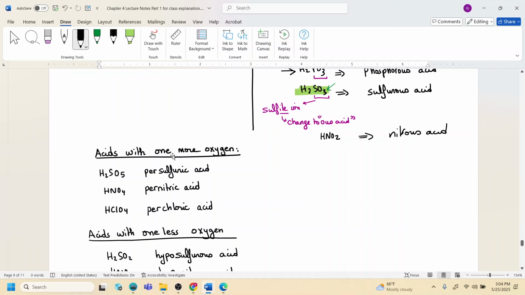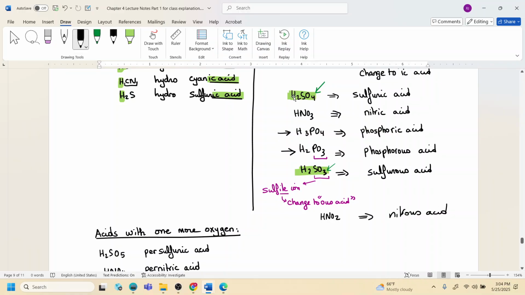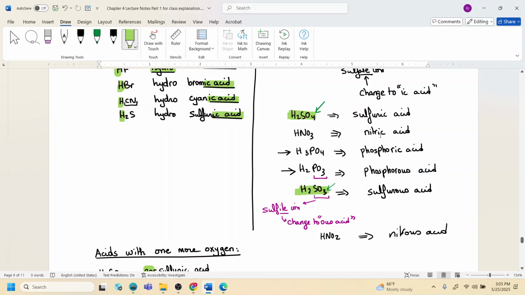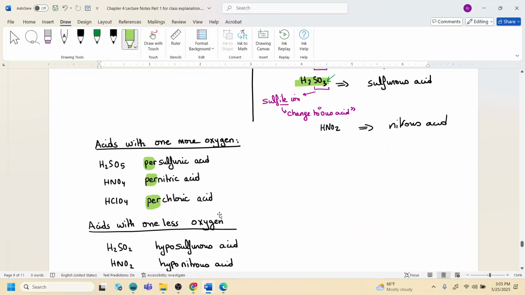Now, acids with one more oxygen. So if I add one more oxygen here instead of H2SO4, in this case, I'm going to use the prefix per. So per means I added one additional oxygen. So that one is going to be per, and then the similar name, sulfuric acid. I know that the nitric acid is HNO3, right? So if I add an oxygen, it becomes HNO4, so it's going to be pernitric acid. This is perchloric acid.